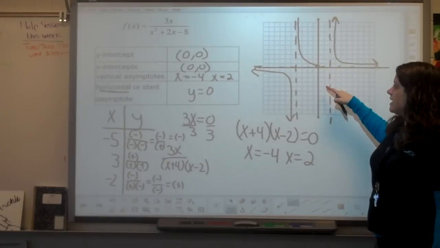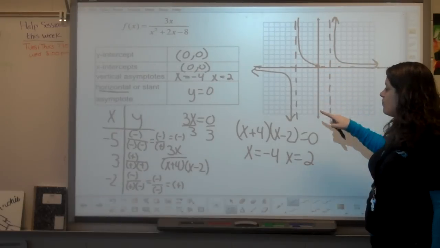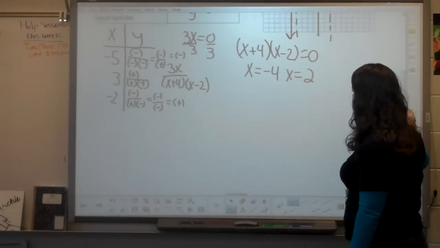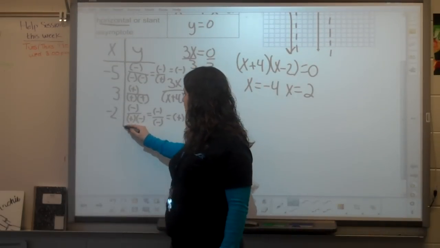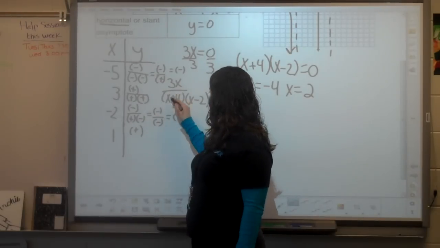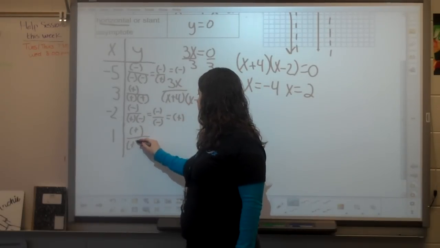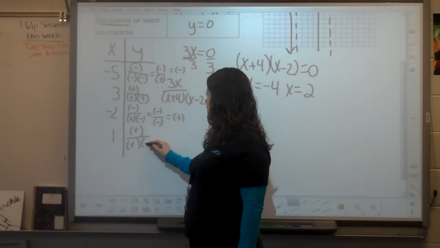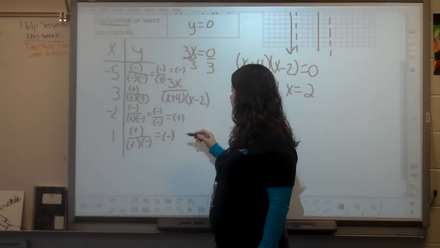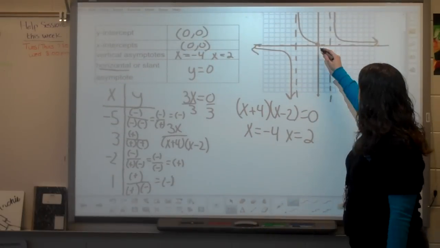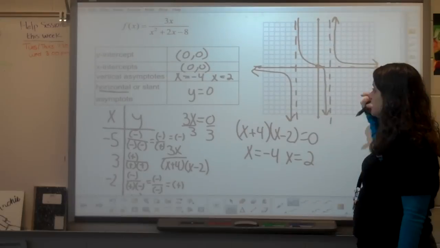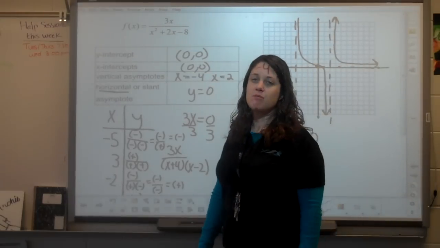And now I'm going to plug in something here to see where it goes. So I'm going to plug in 1 and see what I get on my sign chart. Let's extend my page here. So if I plug in 1, 3 times 1 is a positive. 1 plus 4 is a positive. And 1 minus 2 is a negative. So my answer is a negative. So therefore, when I plug in 1, I get a negative, which means the graph comes down like that. Okay, so that will be my final picture.